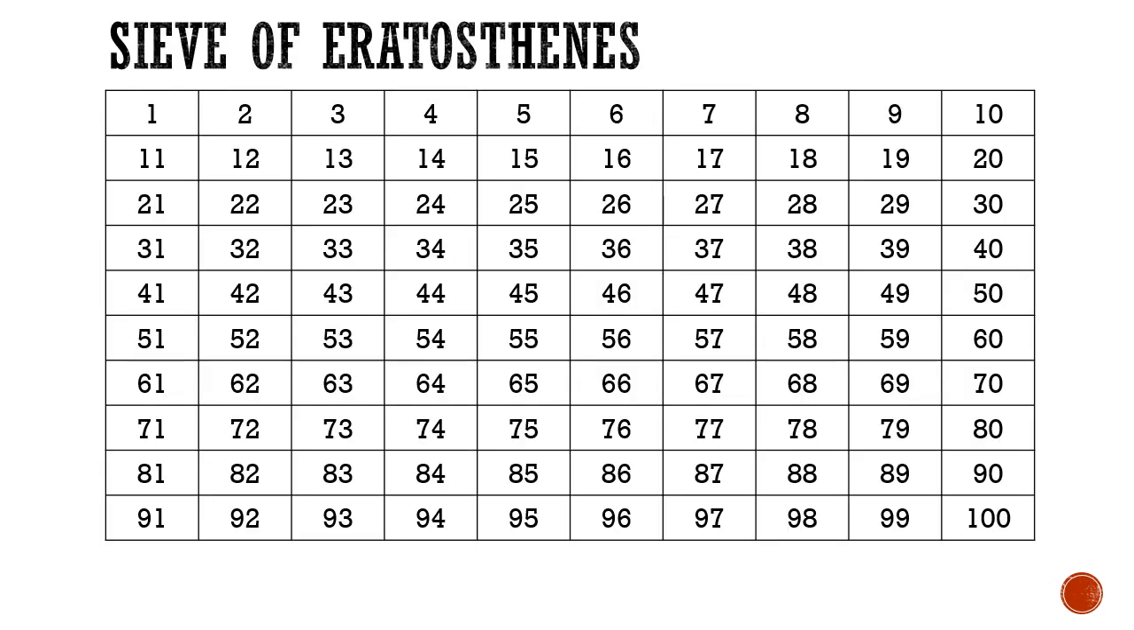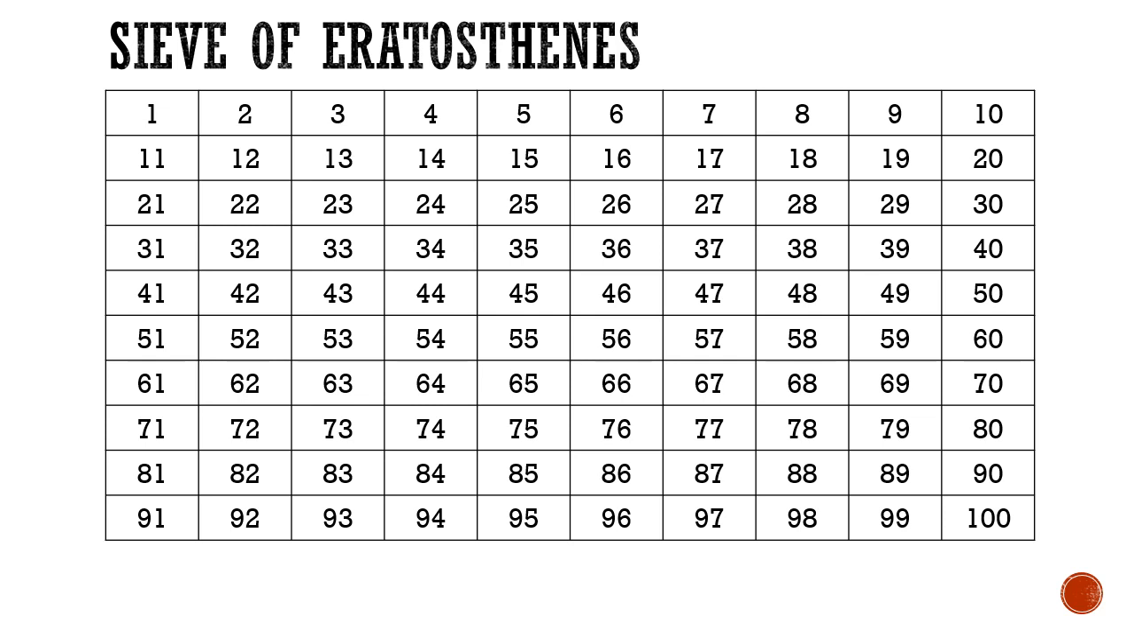A way of approaching this question is using the Sieve of Eratosthenes, an ancient Greek mathematician. This is a systematic algorithm used for finding prime numbers. You can join along with this exercise by printing out the worksheet I've attached in the info section, or create your own 10x10 grid of numbers.